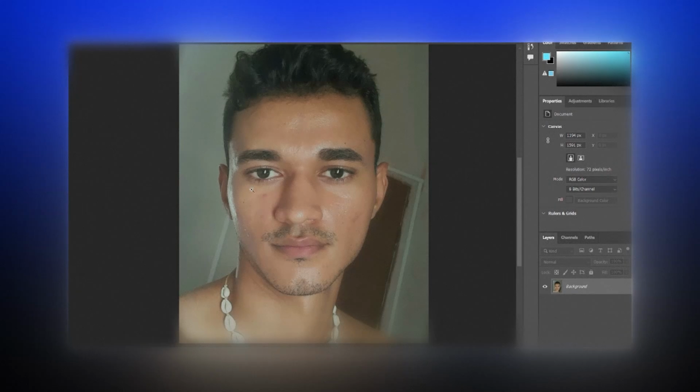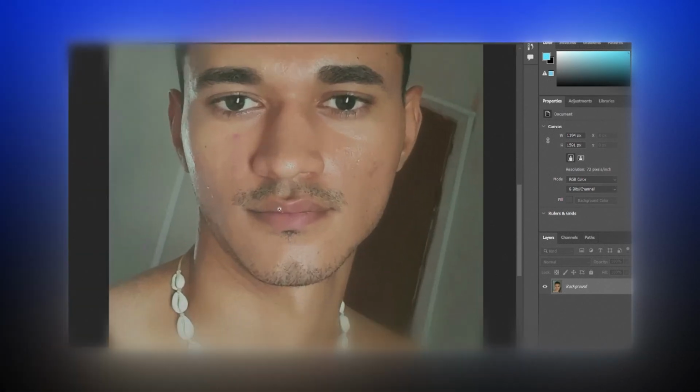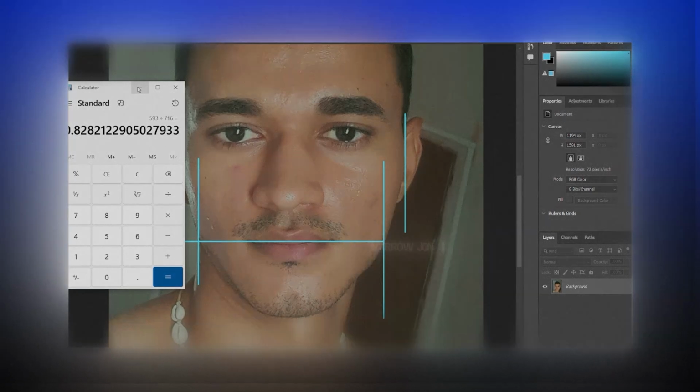So if we look at the thickness, it should be about 0 to 25% larger than the radius of the iris. So we've got 30 and then we got 59. Yeah, so that's quite a big difference. Let's also look at the jaw width here. So yeah, 82%. So quite a narrow jaw.